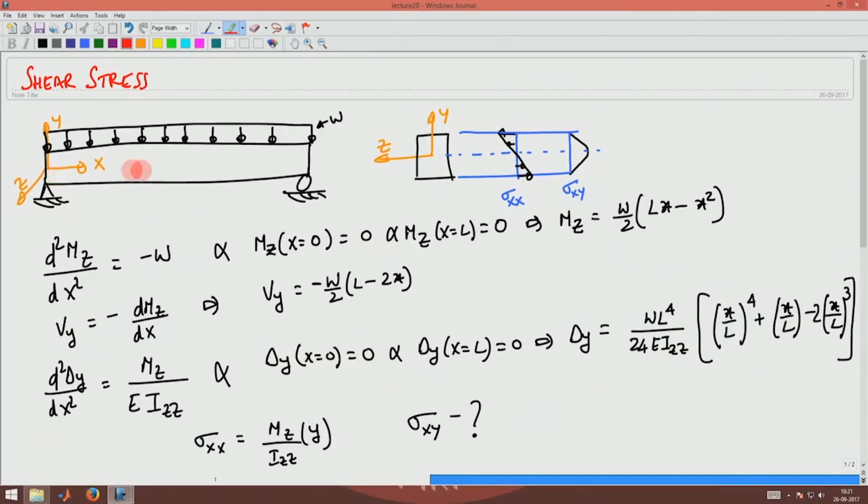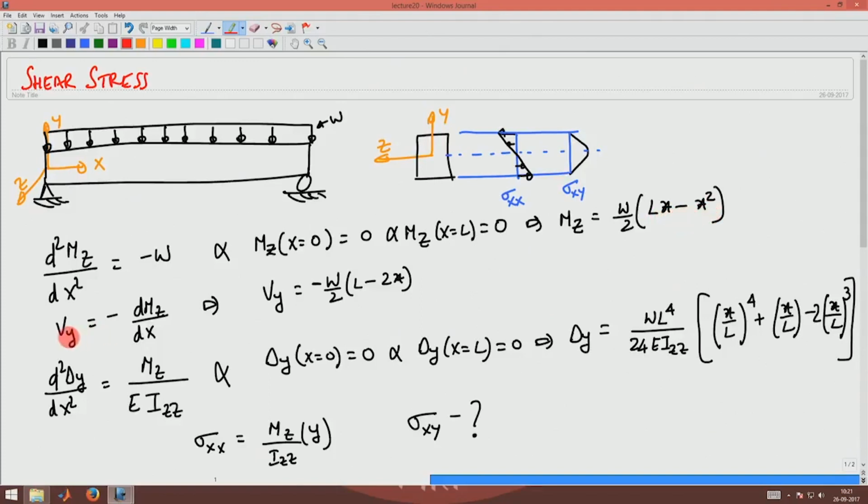Welcome to the 20th lecture in mechanics of materials. In the last class we solved an example problem of a simply supported beam subjected to a uniformly distributed load. We want to analyze this simply supported beam. So, we solve the governing equation d square Mz by dx square equal to minus w, with the boundary condition that the moment at the hinge end and the roller end has to be 0, to get the bending moment as w by 2 into (Lx minus x square).